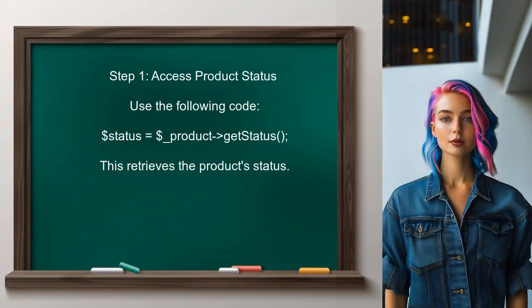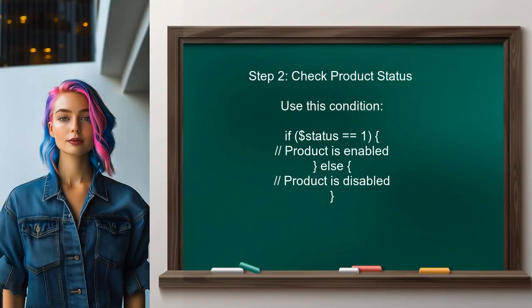To get the product's enabled or disabled status programmatically, the user can utilize the product instance they already have. First, they need to access the product status using the getStatus method. Next, the user should check if the product is enabled or disabled. In Magento, a status of 1 typically means the product is enabled, while a status of 2 means it is disabled.